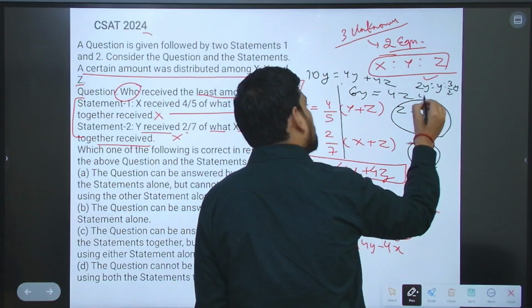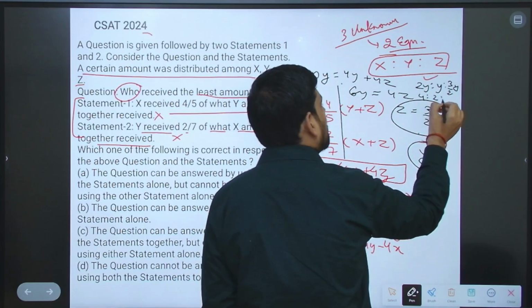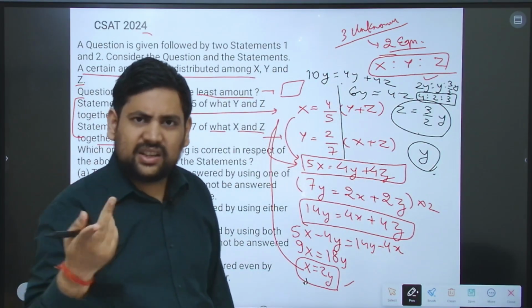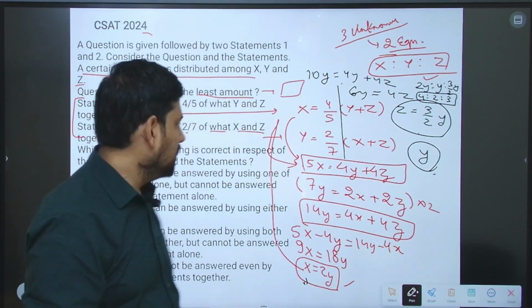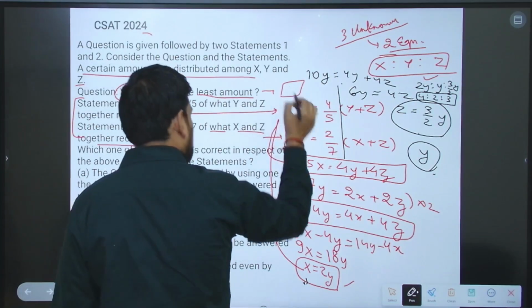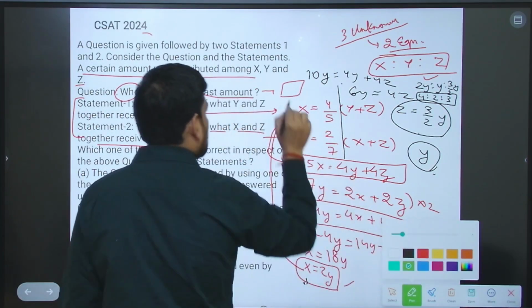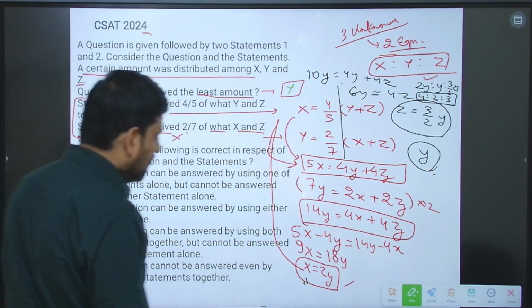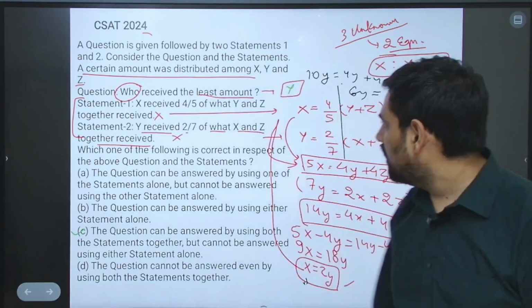Multiply it by 2. So 4 ratio 2 ratio 3. This is the ratio of x, y, z. Clearly y is the least. So you are getting to something which you can put here, that is which is the least? Y. So answer becomes C, that is both of them together is giving you the answer.